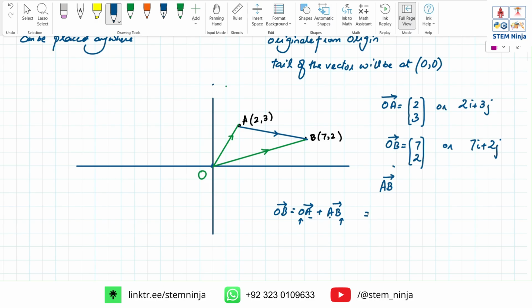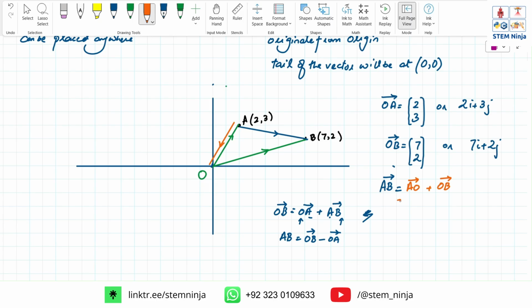Another way to find AB: AB could be written as OB minus OA. And minus OA is just the negative of the vector OA. Now, for AB, another way to do this, you can imagine yourself displacing from A to O, and then O to B. This would give you also AB.